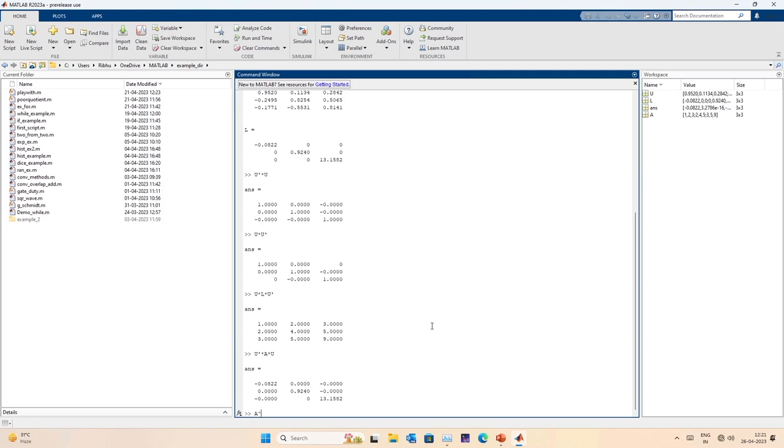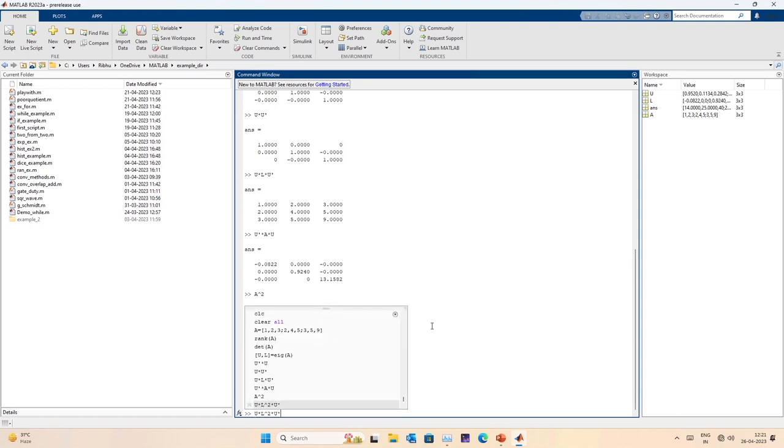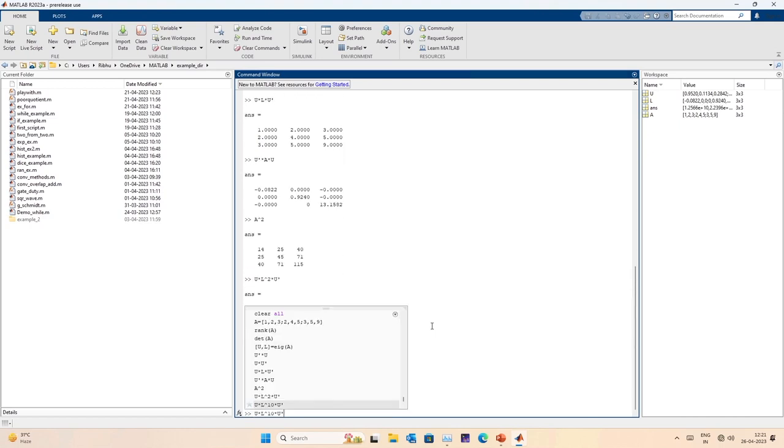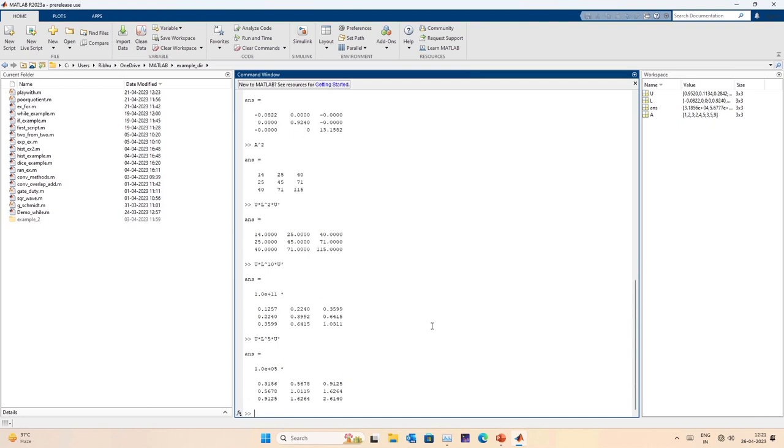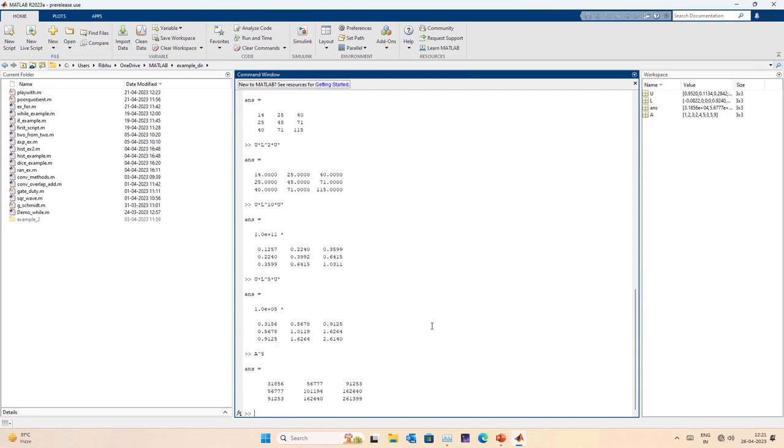Now, let me calculate A square. This is A square, and let me do this. So, I get the same result. Naturally, I can calculate the nth power. This is too big a number, so let me calculate the fifth power. This is the fifth power, which is fine. And if I try to find out the fifth power of A, similar results.